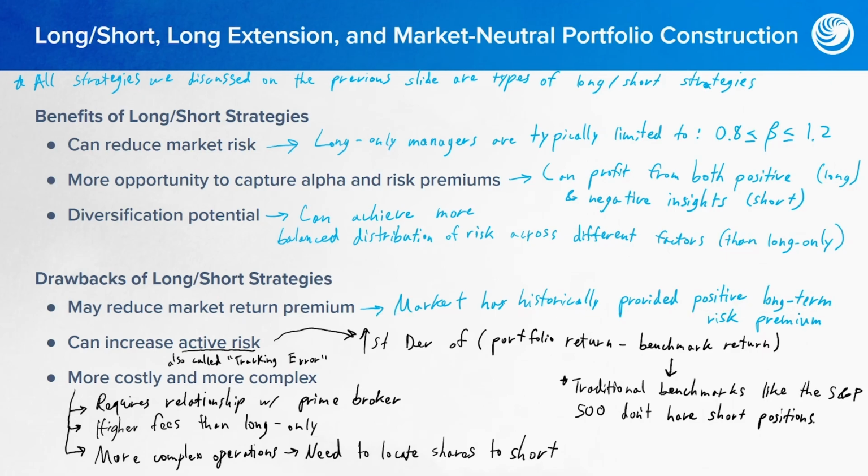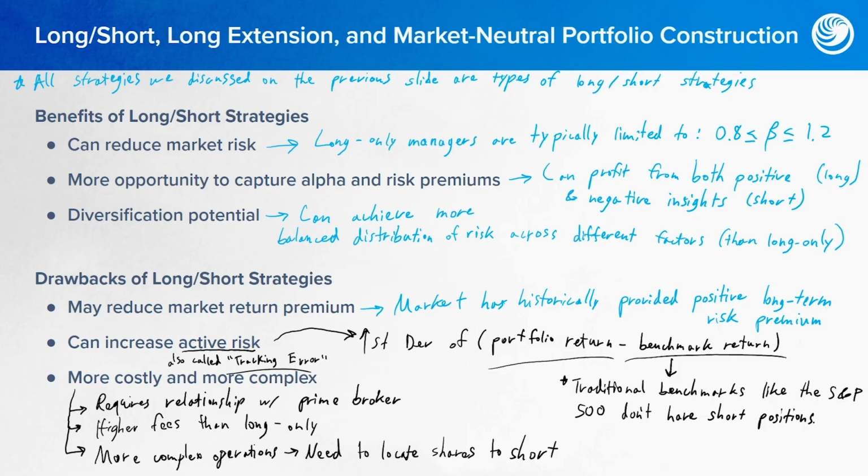Also, another drawback is that the long-short strategies can increase active risk. So active risk, also known as tracking error, which we've talked about in some of the previous videos, is the standard deviation of the portfolio returns minus the benchmark returns. So basically, we can drive this to increase this difference, so raise our tracking error, which is a bad thing.